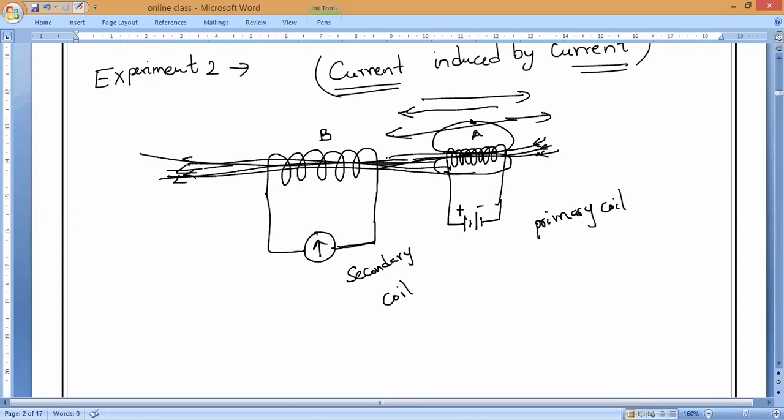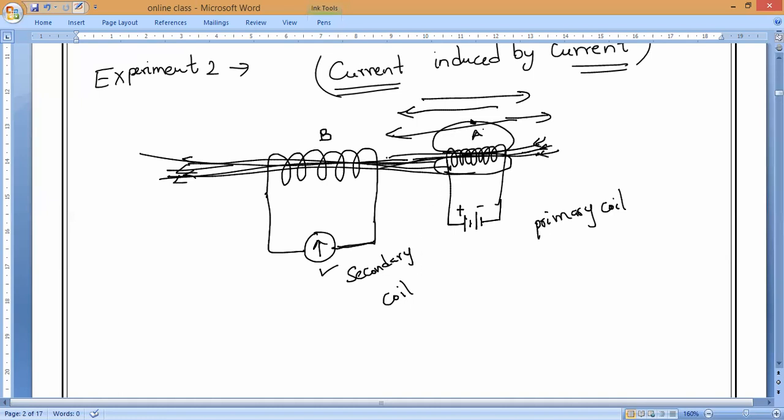So the galvanometer shows a sudden deflection, and when coil A was moved away from coil B, then also the galvanometer shows deflections. So it is indicating what? When we are moving coil A to and fro, bringing it towards coil B or taking it away from coil B, he noticed that it is showing deflections in the galvanometer. Do you understand, everybody?